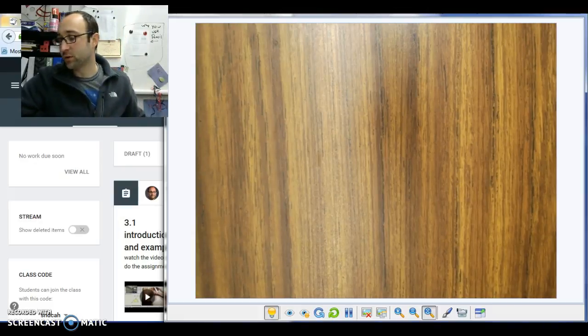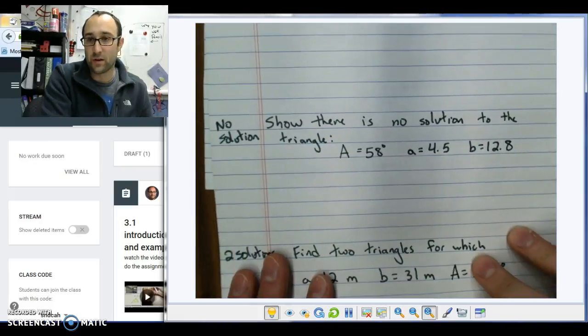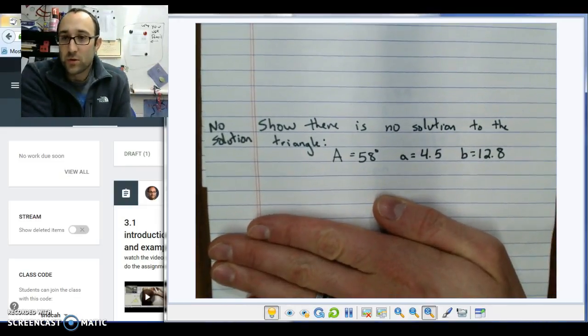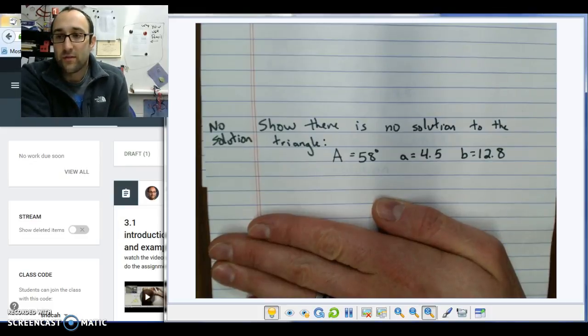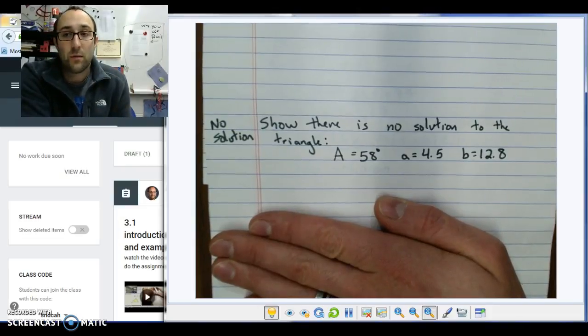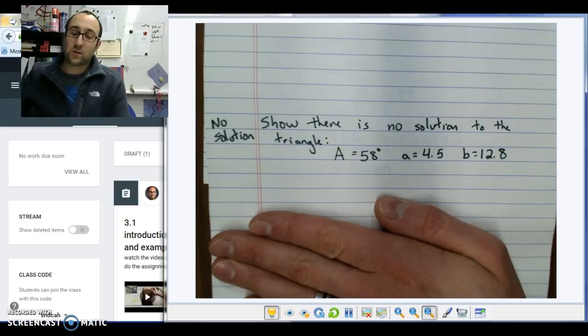What I would like you to do is this one right here, the no solution one. Don't look at this. Show there is no solution to the triangle if A is 58 degrees, the length of a is 4.5, and the length of b is 12.8. You probably want to make sure that a is less than the height before you do that. So follow back to what we did.